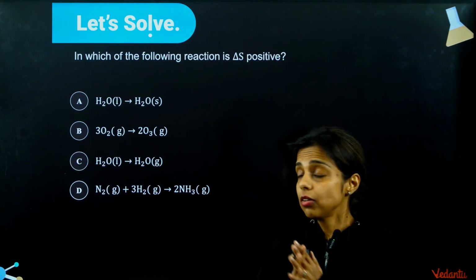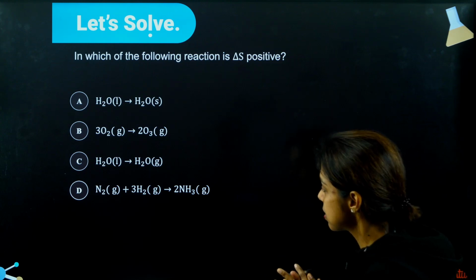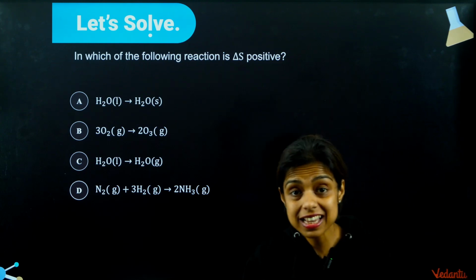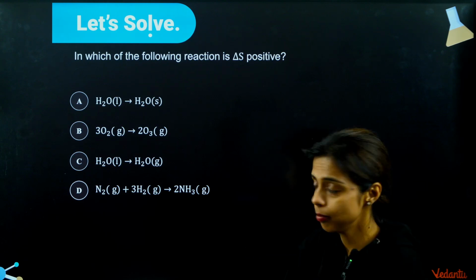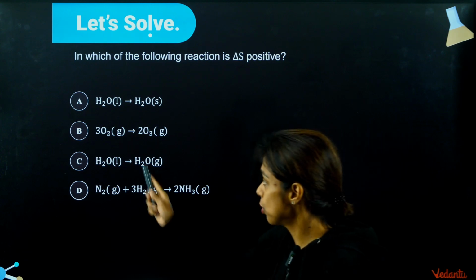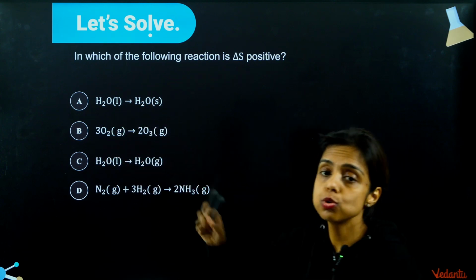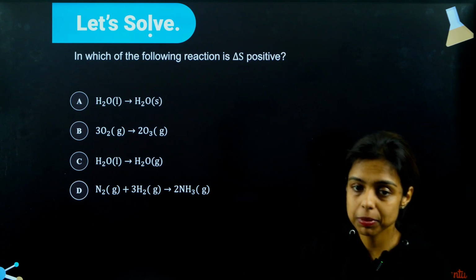Okay. Now the next question is, in which of the following reaction is delta S positive? इनमें से किस रिएक्शन में जो डेल्टा S है, एंट्रोपी है, वो चेंज जो आ रहा है पॉजिटिव आ रहा है, मींस एंट्रोपी बढ़ रही है. सो लिक्विड से सॉलिड, ऑफ कोर्स एंट्रोपी कम हो रही है, रेंडमनेस कम हो रही है. 3 मोल्स ऑफ गैस टू 2 मोल्स ऑफ गैस, राइट? अगेन मोल्स ऑफ गैस कम हो रहे हैं तो एंट्रोपी में भी कमी आ रही है.